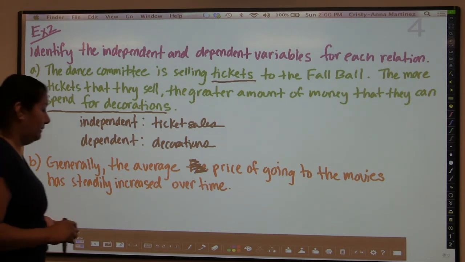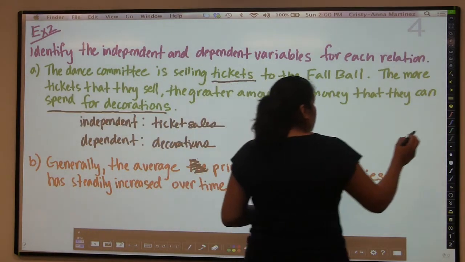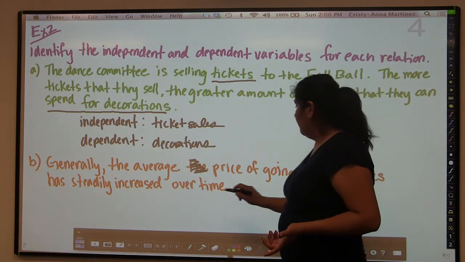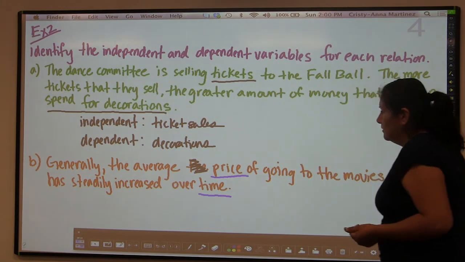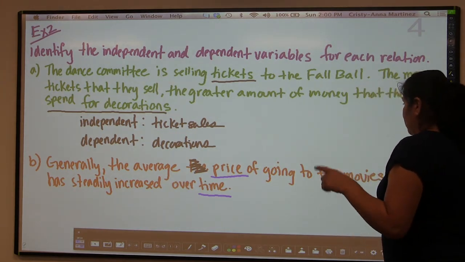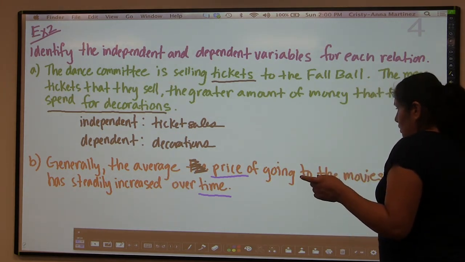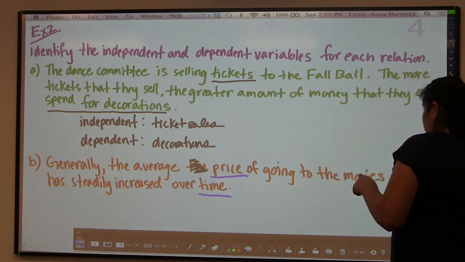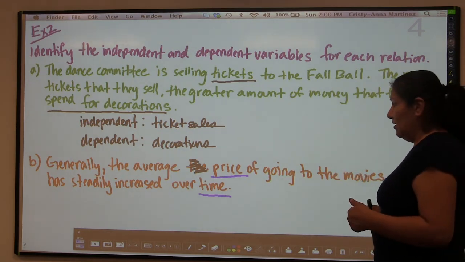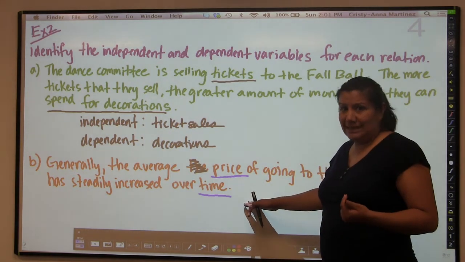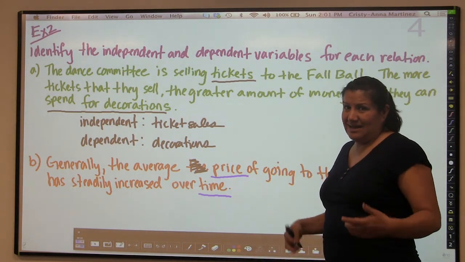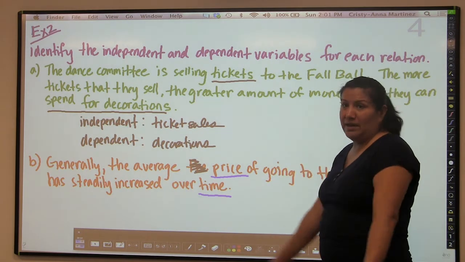So, our variables are probably going to be time and price of going to the movies. So either the price of going to the movies depends on the time, or the time depends on the price. So which one is it? Well, I can tell you right now that when it comes to time, time is generally going to be the independent variable, because time does not ask for anything. Time just goes on whether we want it to or not.